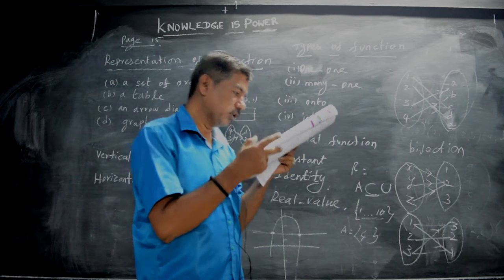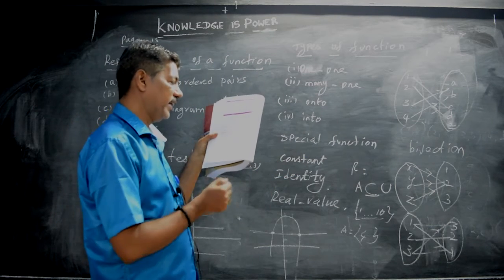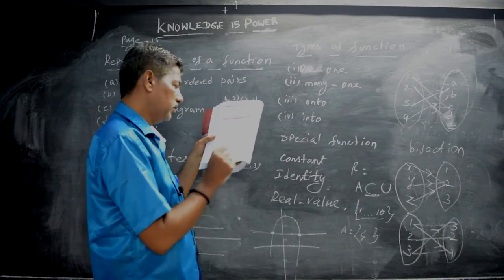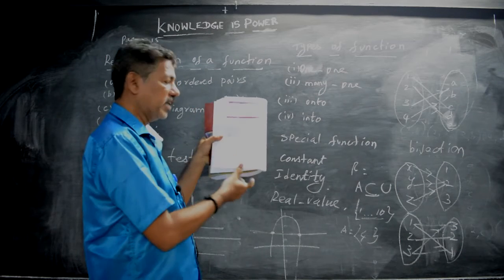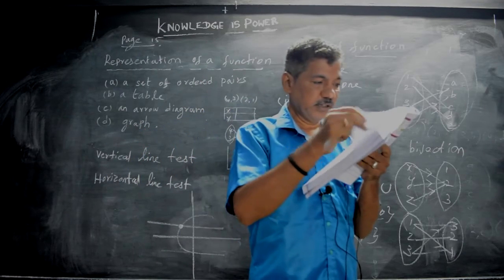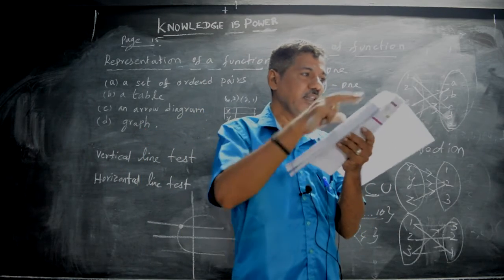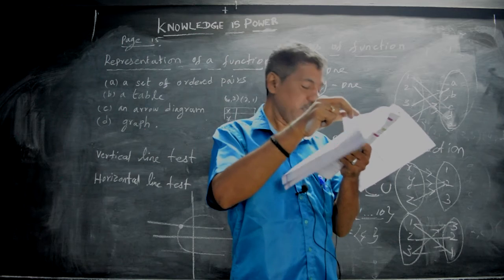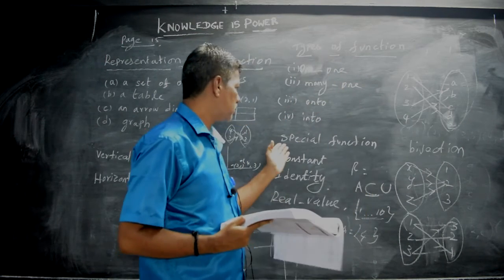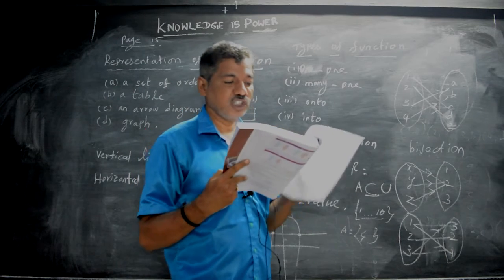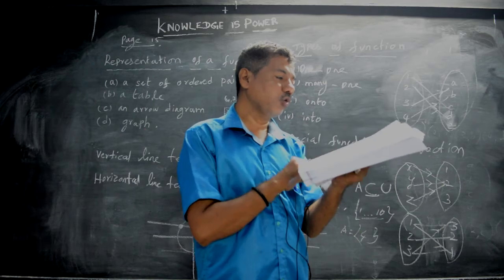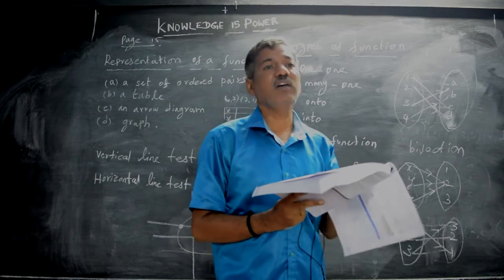And we come to page number 20, where we see the horizontal line test. Here the pictorial representation of one to one, onto, into, many to one, and the horizontal line test is given on page number 20, and some more sums related to that. And on page number 22 and 23, special functions are given: constant, identity, and real value function. So if you go through it clearly, then only we can follow the further sums.